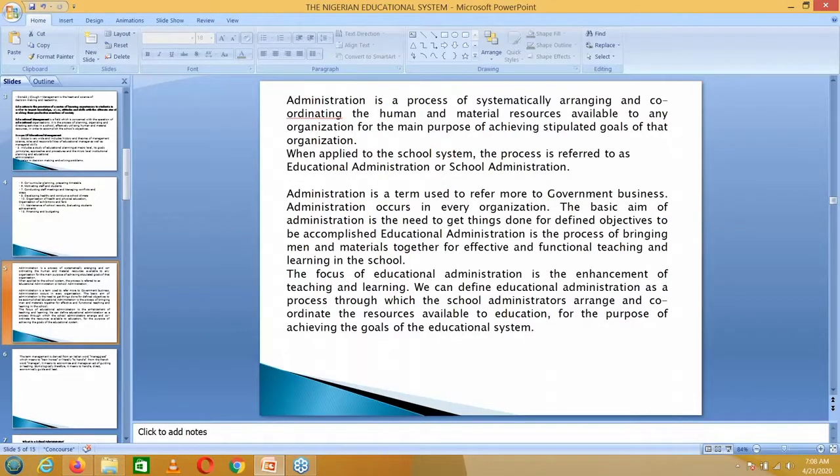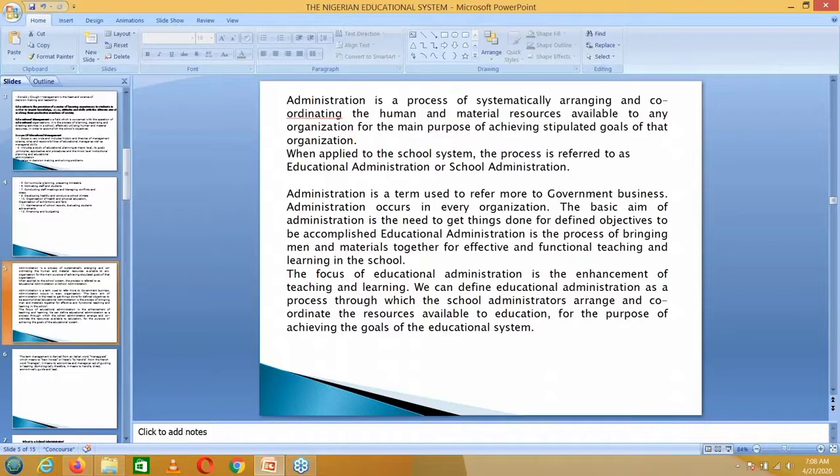Now, the focus of educational administration is to enhance the teaching and learning. That's the most important aim of educational administration. They look at how teaching can be done effectively, the skills and methods of imparting knowledge to the students, how the student can learn even from the environment.